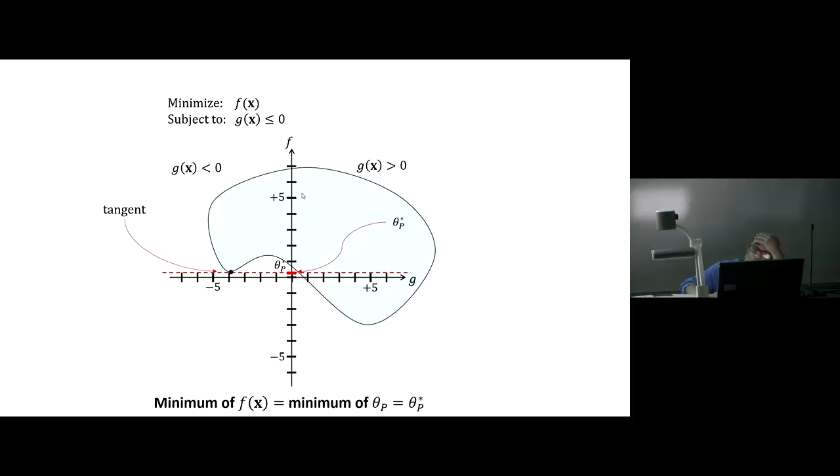All we have to do is look at the feasible region, draw a horizontal line that's tangent, and then this is the value of theta p star, because f is equal to theta p in the feasible region. So this is our theta p star. P stands for primal function? P is for the primal.